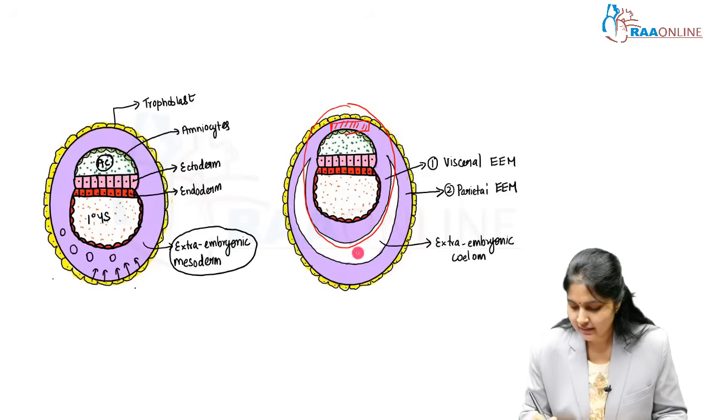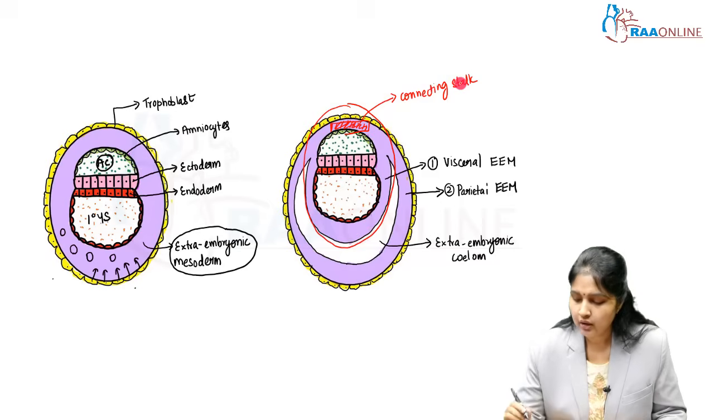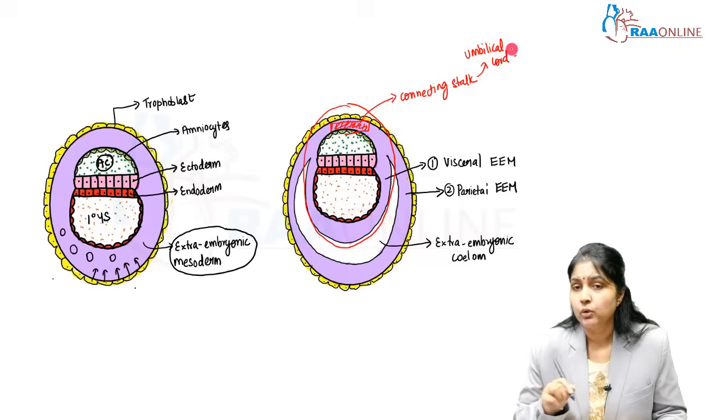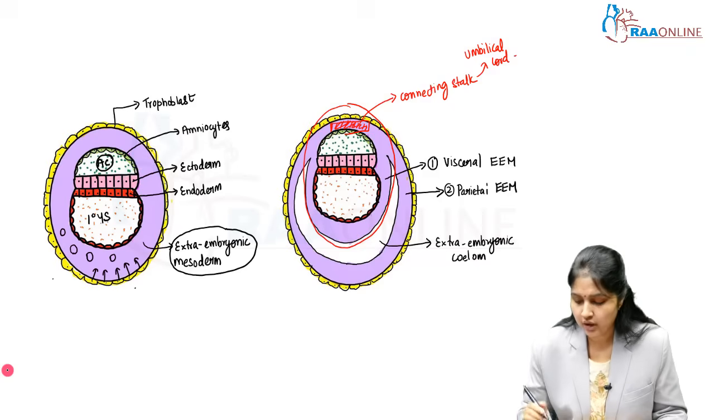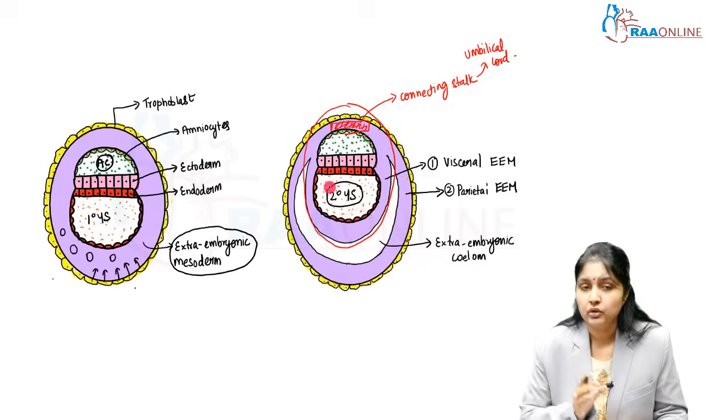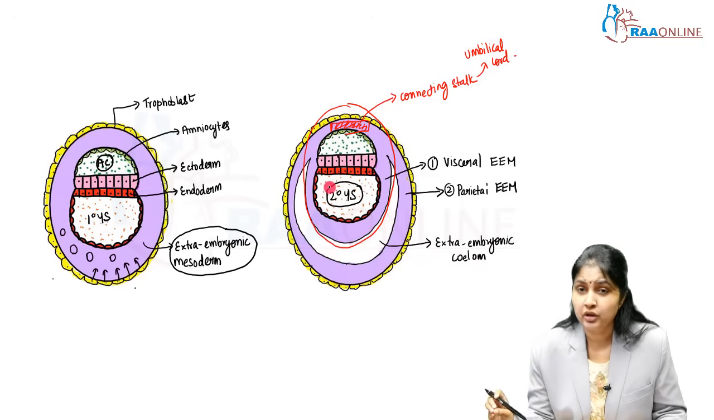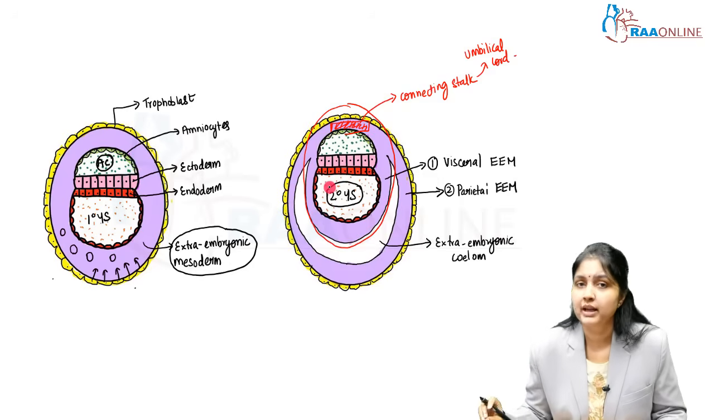So it is hanging in this cavity of extra-embryonic coelom, and this part of extra-embryonic mesoderm which connects the embryo to the trophoblast is called the connecting stalk. This connecting stalk will later go on to form the umbilical cord. Now once all these changes happen, the primary yolk sac becomes much smaller, and it is termed the secondary yolk sac. So these are some of the very early embryonic changes that we should know before we dive into the topic of trophoblast development.